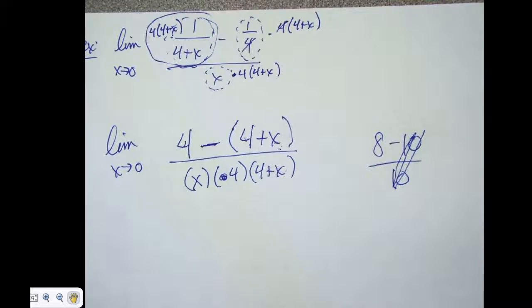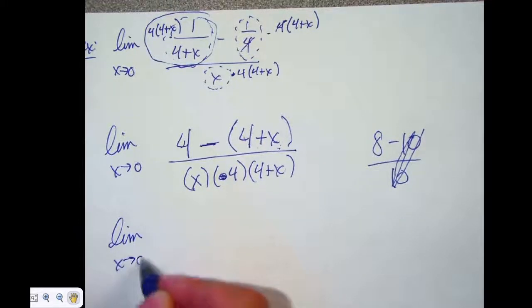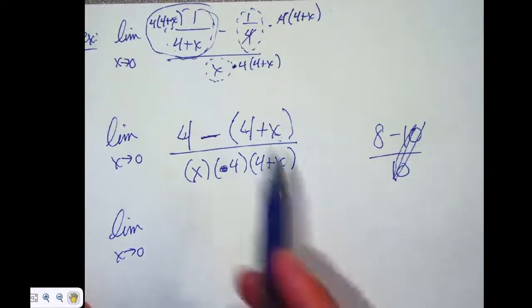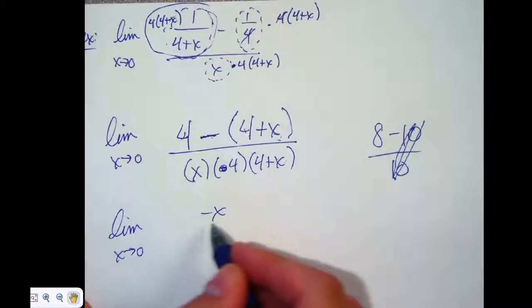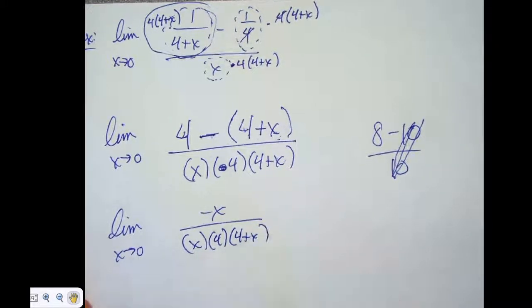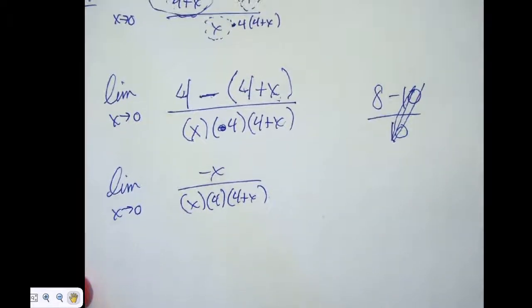Other questions? Or other mistakes? So what's left on top? A negative x, right? Because the negative will get distributed through. The 4 minus 4 will cancel. You have a negative x over x times 4 plus 4 plus x. Now what?